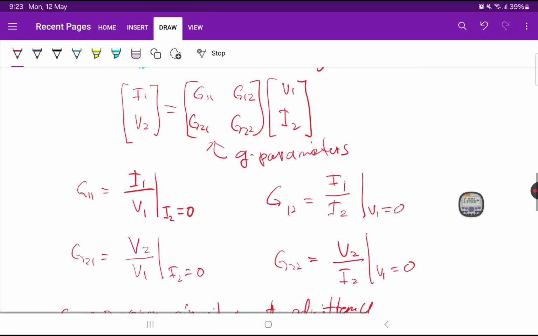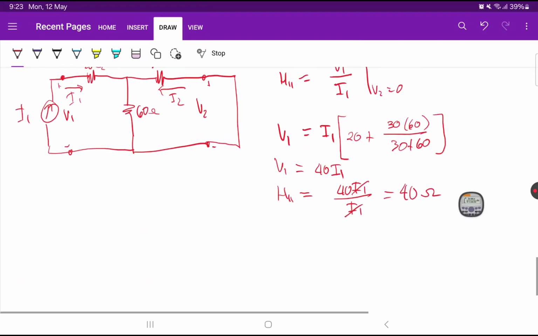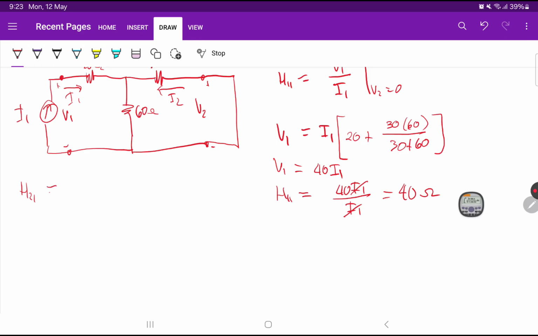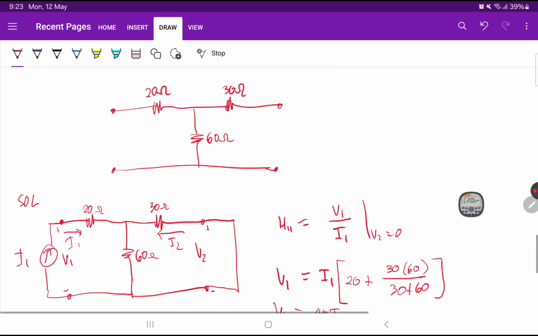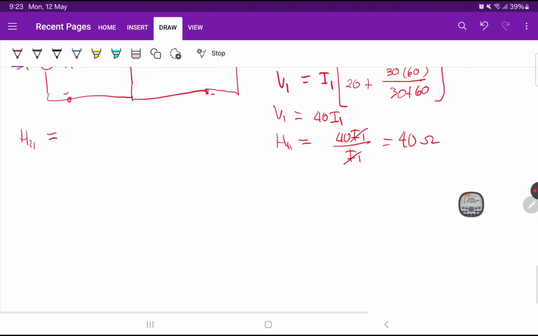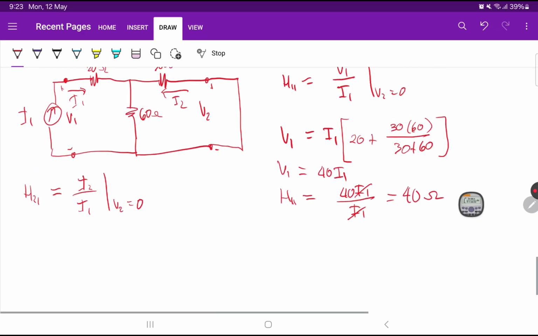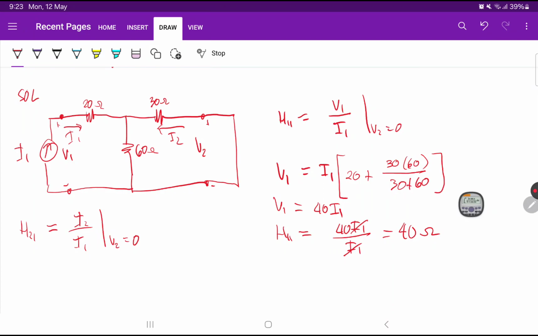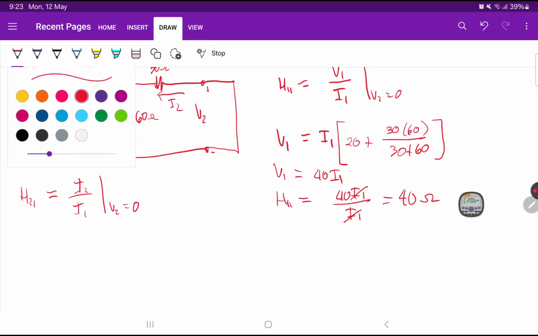We can calculate first for H21. H21 is unitless, and it should be in terms of the current. So this will be I2 divided by I1, making V2 equal to 0. So we need to relate I2 and I1. If you look at the circuit, we can just do the current divider. But observing the circuit again, if you look at I1, it's in the opposite direction of I2. So this means it should be a negative value.